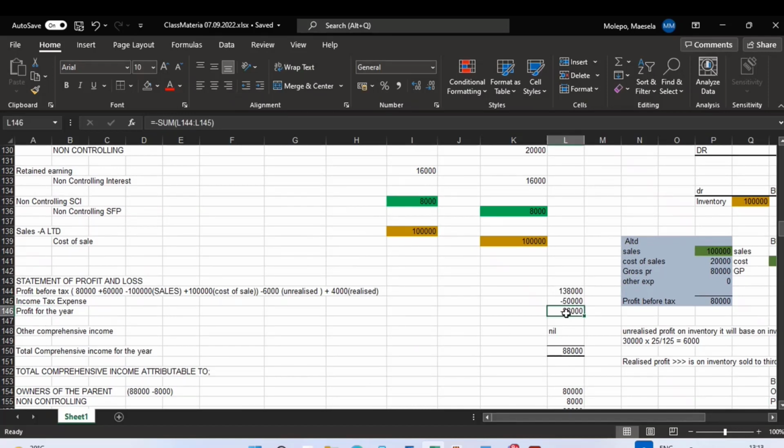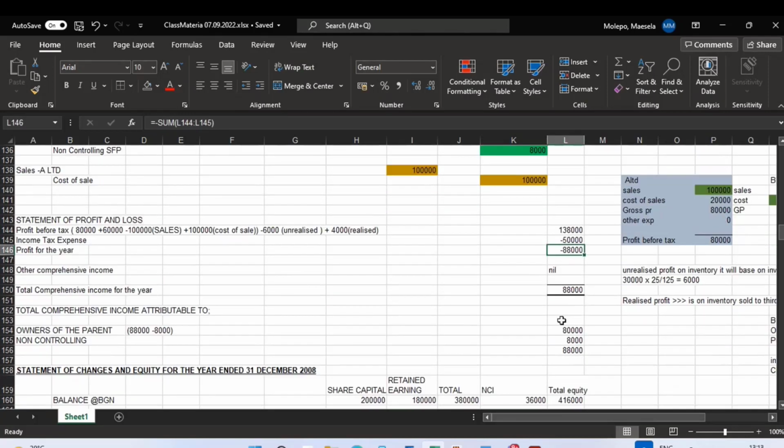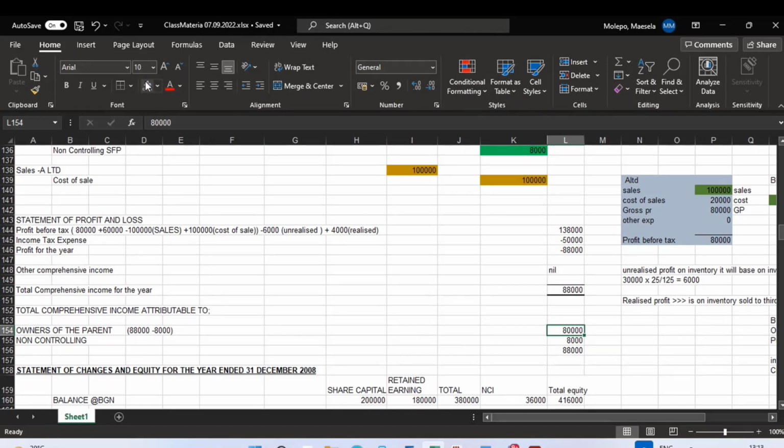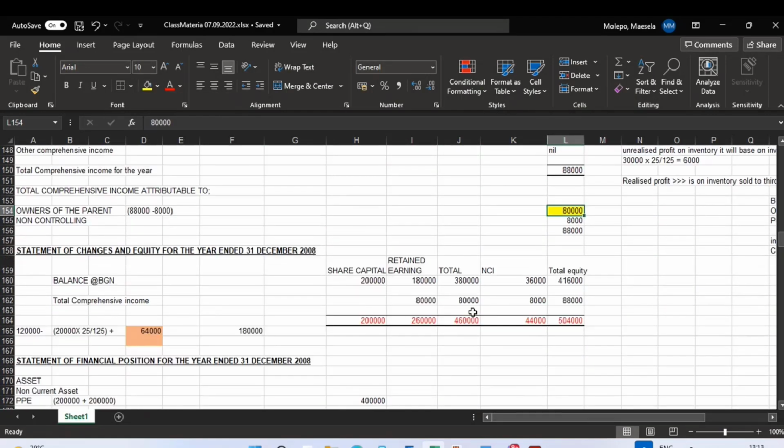we have the 88,000, right? But the 88,000 is going to be divided into two. We have the one for owners of the parent, which is 80. We are fine with this 80, okay? Yeah, and the non-controlling. So this 80 is the one that we're going to put here, and then the non-controlling of 88 will be this one. Okay.